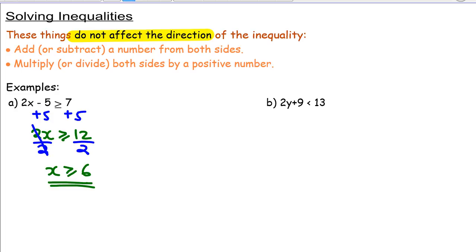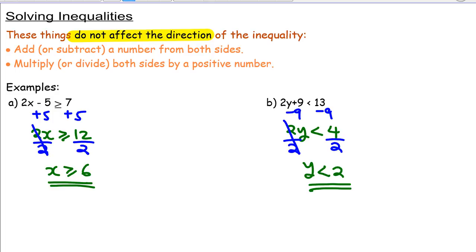So the same thing here. The opposite of adding 9 is subtracting 9. So subtract 9 from both sides. So what you'll end up with is 2y is less than 4. The opposite of multiplying by 2 is dividing by 2. So 2 is gone. And then we have y is less than 2 as our final solution.